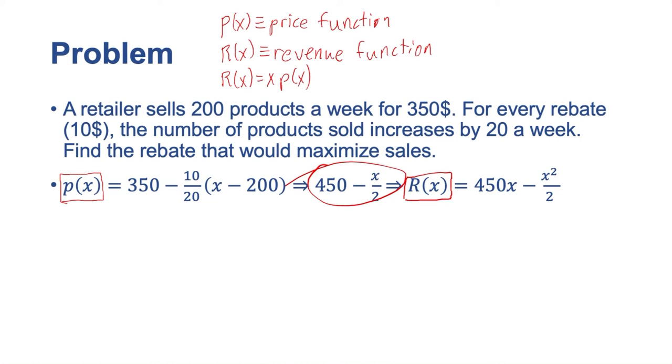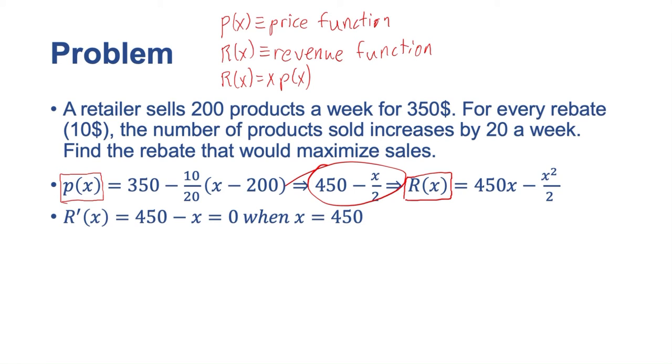To deal with that, we are going to take the derivative of r of x, and r prime of x will just be some monomial differentiation. That's going to give us 450 minus x. Then we're going to set that equal to 0, and that is going to be equal to 0 when x equals 450. That should be really easy. That's just some simple algebra since we have a linear derivative there.